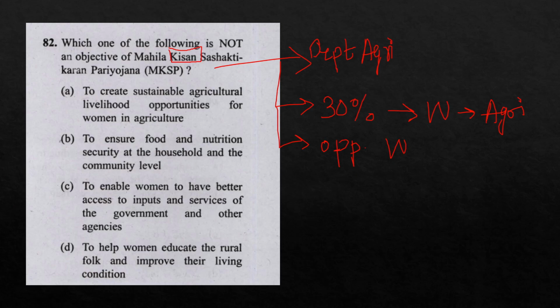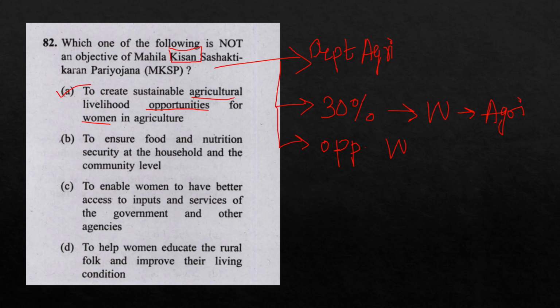So you have read only this much about this scheme, say for example. So you can easily get through this answer. Let's look at the options. First one says to create sustainable agriculture livelihood opportunities for women. Yes, we did see that opportunities for women in agriculture is true.